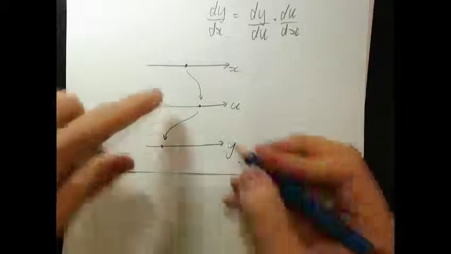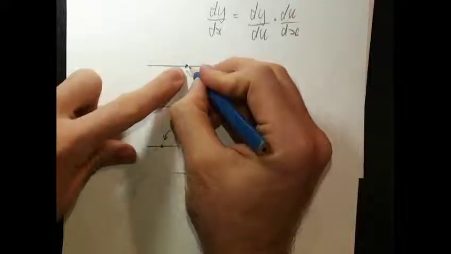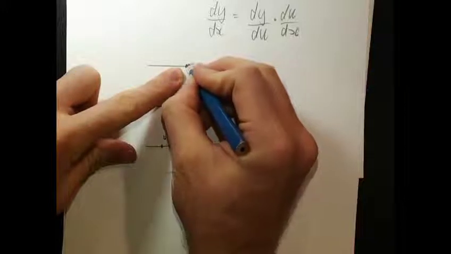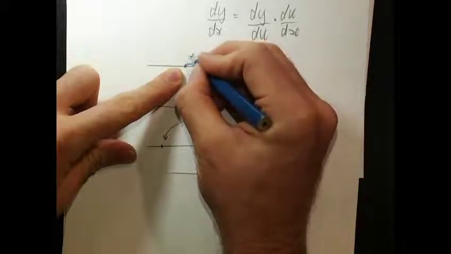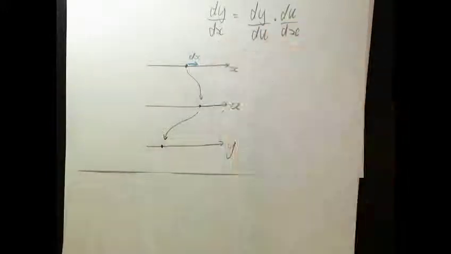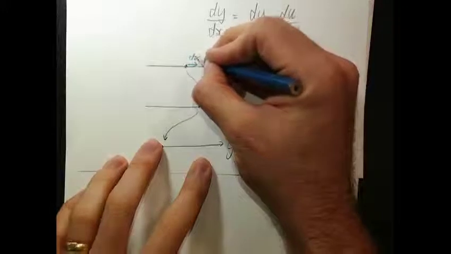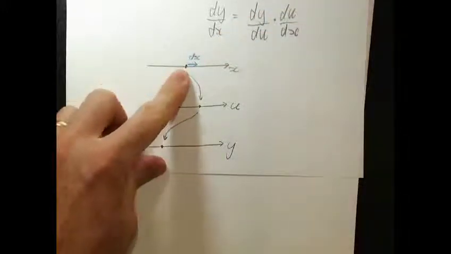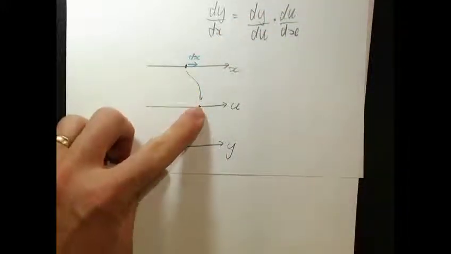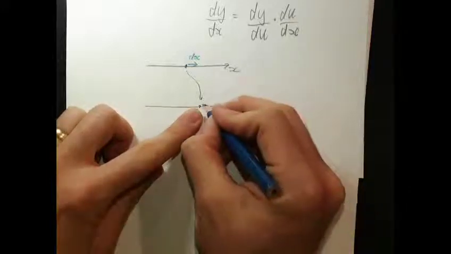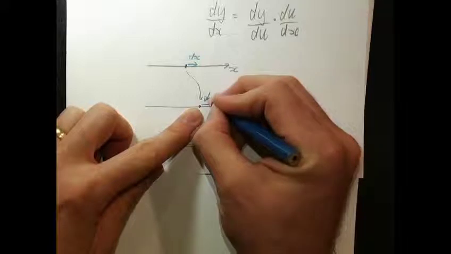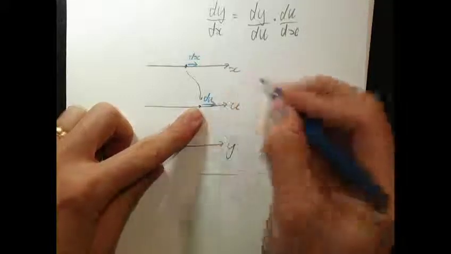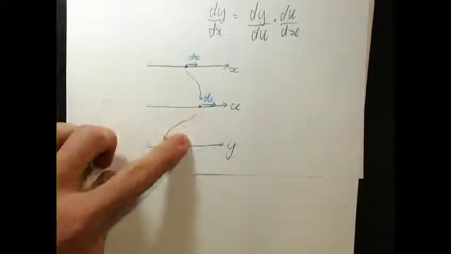So the idea is that we're going to have this particular value of x that we're at, and we're going to move by a little bit. And that little bit is called dx. And me moving x by a little bit is going to cause u to move a little bit as well. And that's du. And maybe du is a bit bigger than dx. But then moving the u is going to cause y to move a little bit.